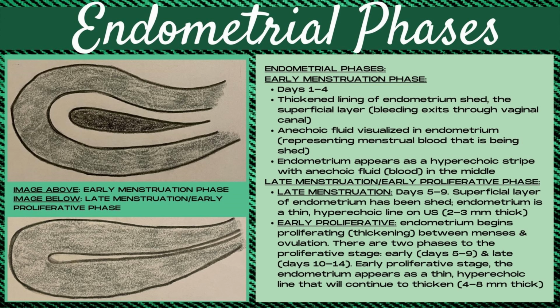And there's 2 phases to this proliferative stage. The early phase during days 5 to 9 and the late stage during days 10 to 14. During the early proliferative stage, the endometrium appears as a thin, hyperechoic line that will continue to thicken, measuring about 4 to 8 millimeters thick.